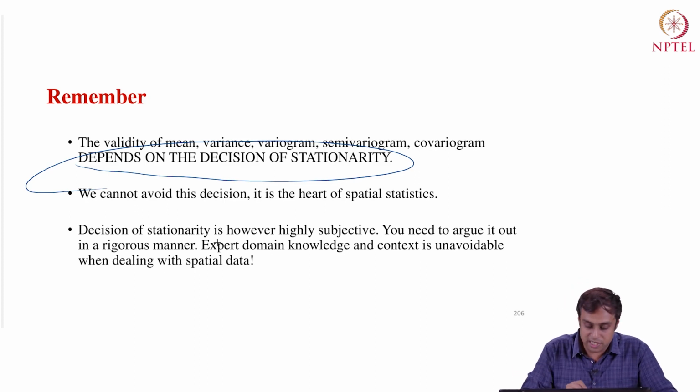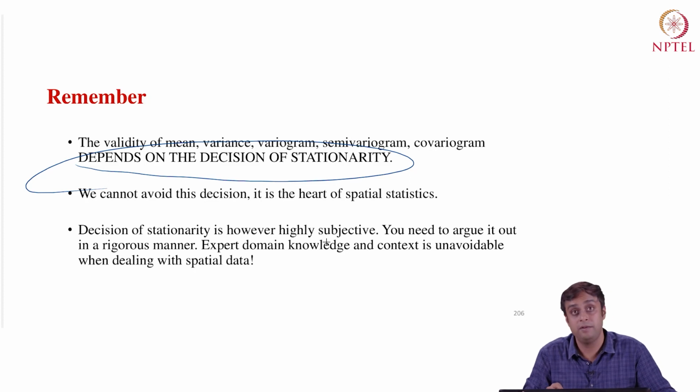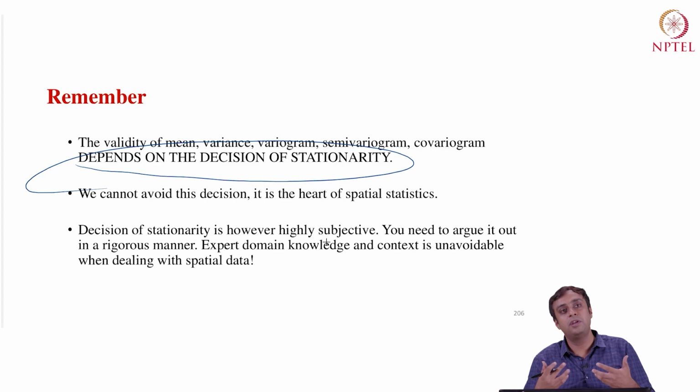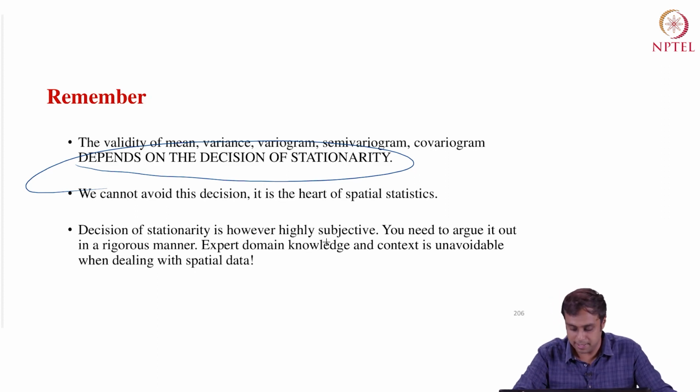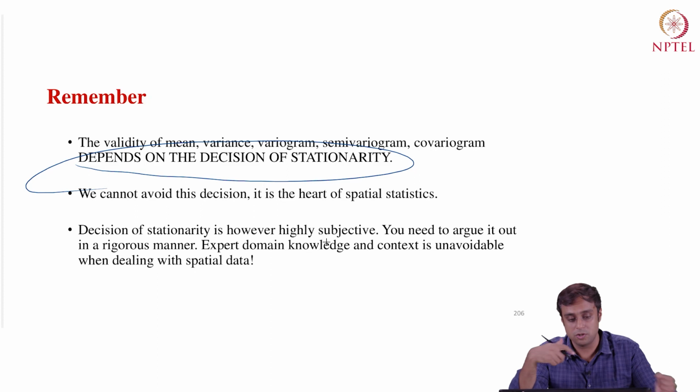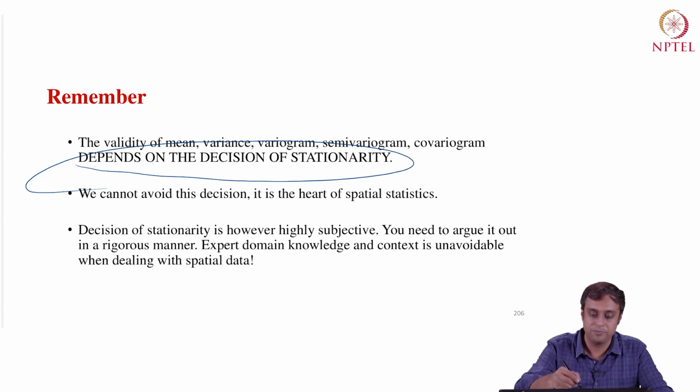Now, the decision of stationarity is, however, highly subjective and complicated. You need to argue it out in a rigorous manner. Expert domain knowledge and contextual knowledge is unavoidable when dealing with spatial data. Just like any other data sets, we have to be cognizant of expert domain knowledge, probably more so in spatial data because of the subjectivity involved.